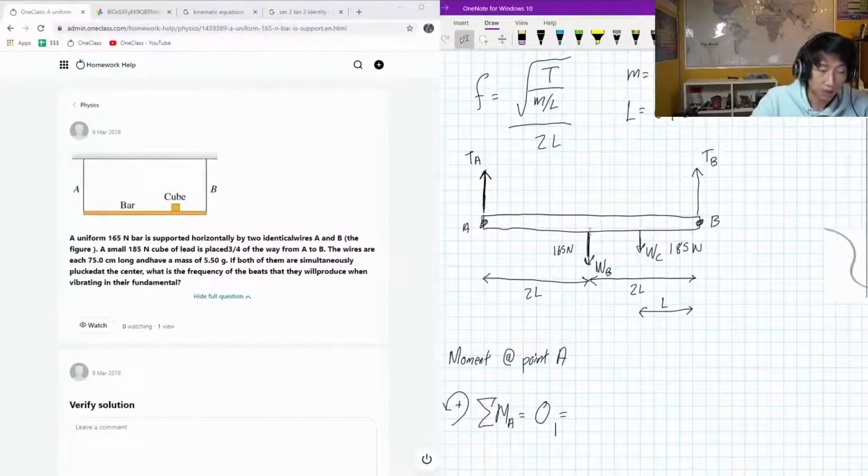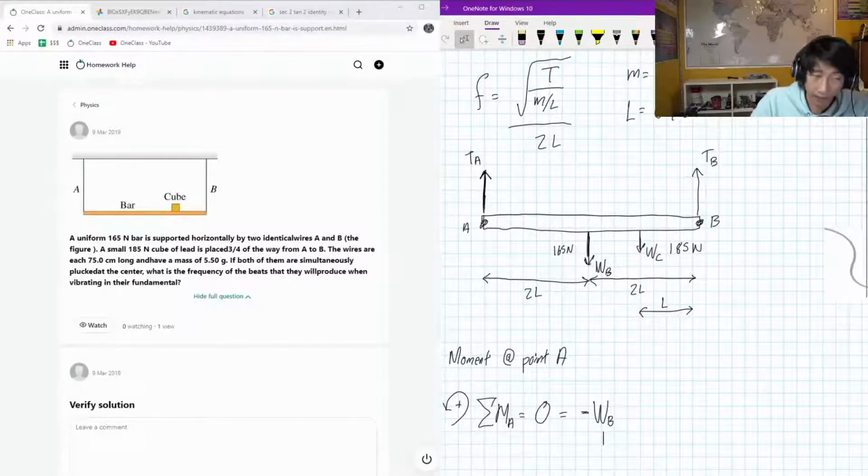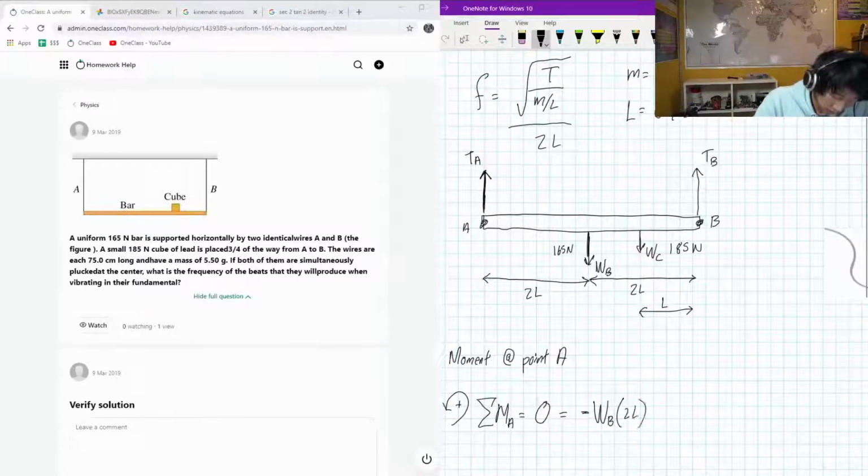So our WB is going to try to make us rotate in the clockwise direction. That's negative. So it's going to be negative WB. And we need to multiply it by the distance that it is away from the point at which we're hypothetically rotating about, and that's A. So in this case, it's 2L. Okay, and the next term is our WC, and that's going to be 3L away. And also going to be negative because it's going in the clockwise direction. So negative WC and 3L.